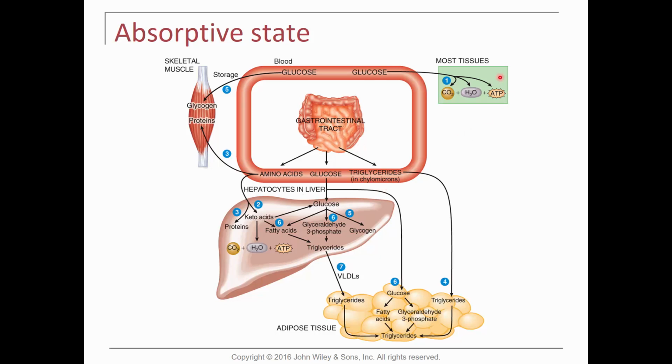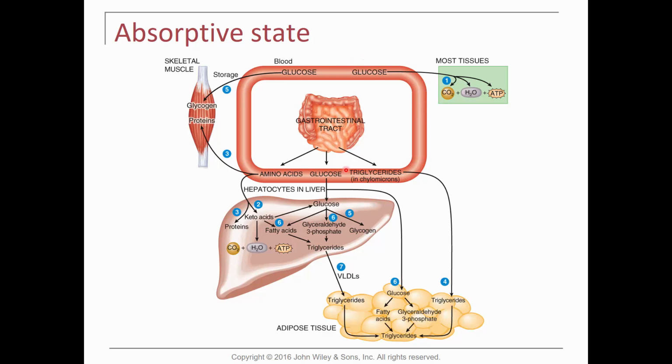First and foremost, in the absorptive state, most tissues of the body use glucose. Glucose is taken up into the cell. It's burned through glycolysis, the Krebs cycle, and oxidative phosphorylation. All the carbons in glucose eventually become CO2. The oxygen picks up the electrons from the electron transport chain and becomes water, and the energy in the bonds becomes ATP. So most cells of the body are running on glucose.